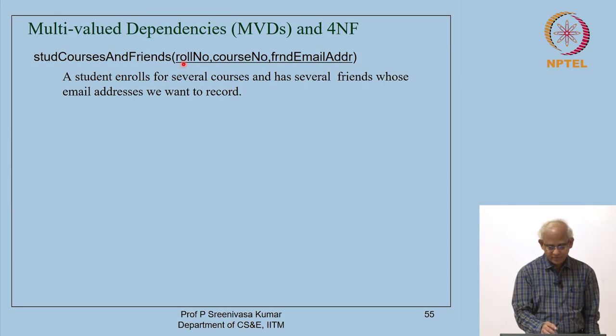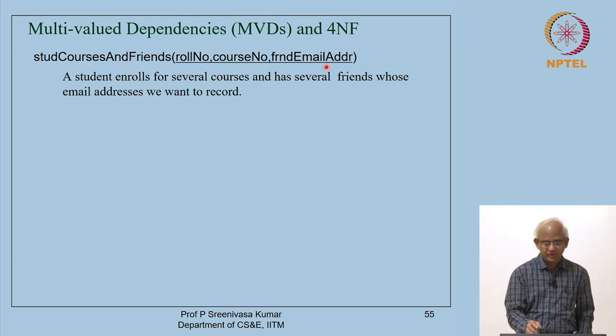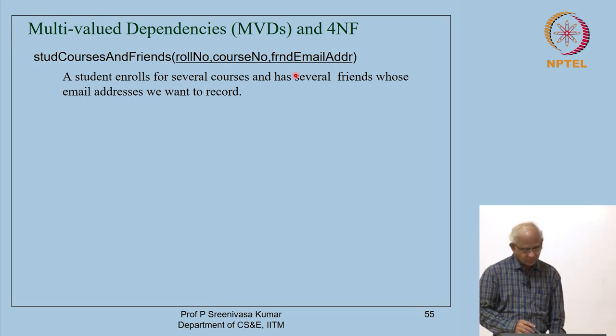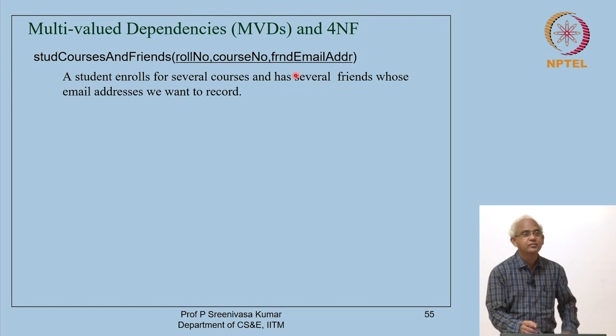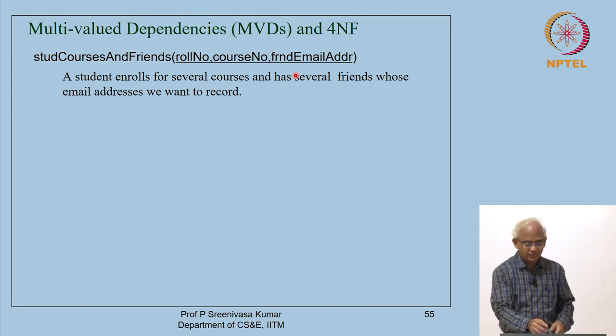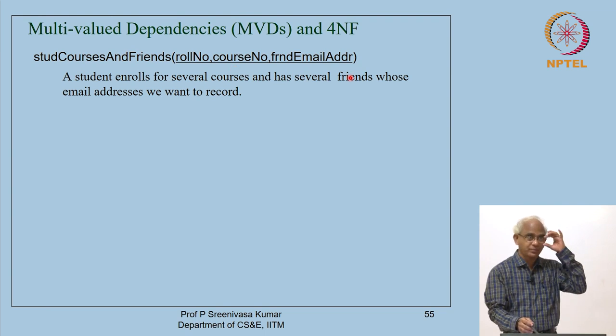So, the idea here is that the student enrolls for several courses and obviously he or she will have several friends. So, we want to keep track of this information. The friend is represented by the friend email address. Now, obviously the key for this relation is all the three attributes together.